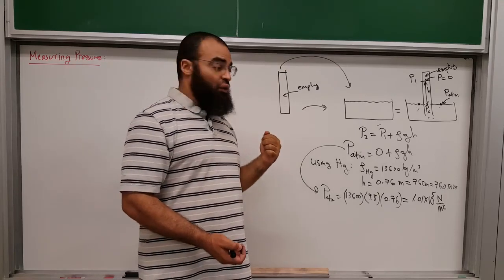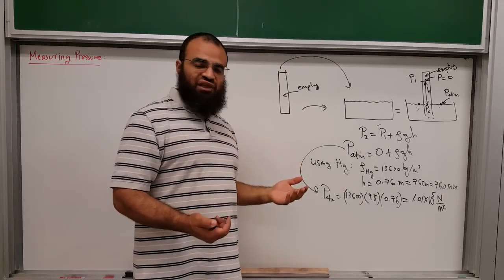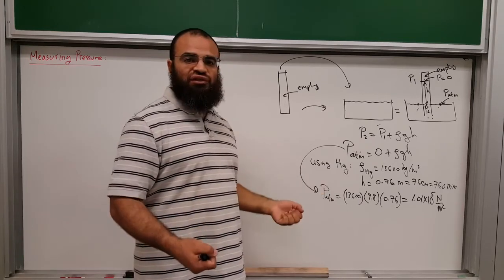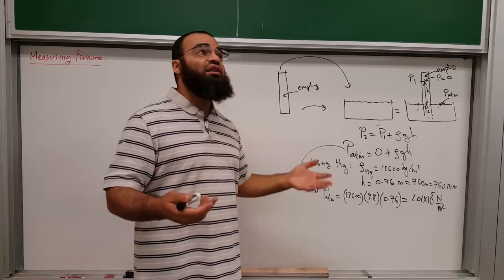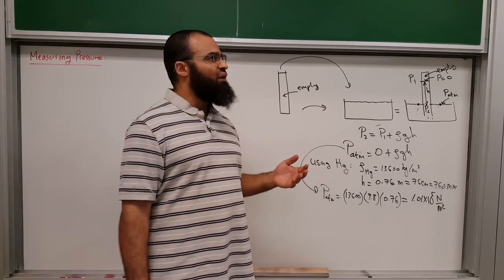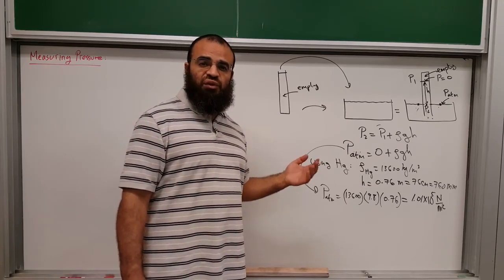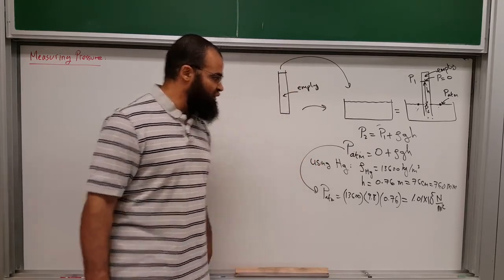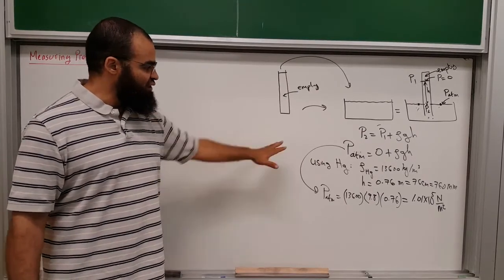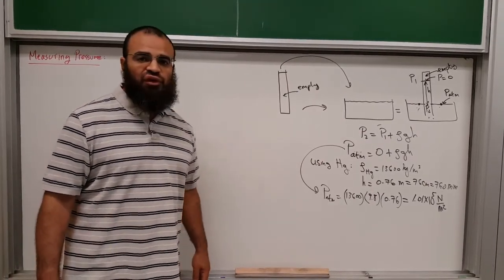If you have water, on the other hand, that's 10 meters, it's an apparatus nobody wants to have. You cannot have it inside this classroom. It's about 30 feet tall. That's pretty high, about 3 stories. So you don't want such an apparatus. This is more convenient. That's why people use mercury.